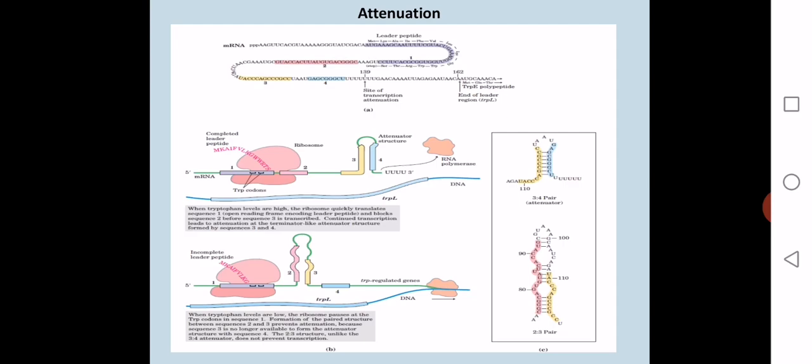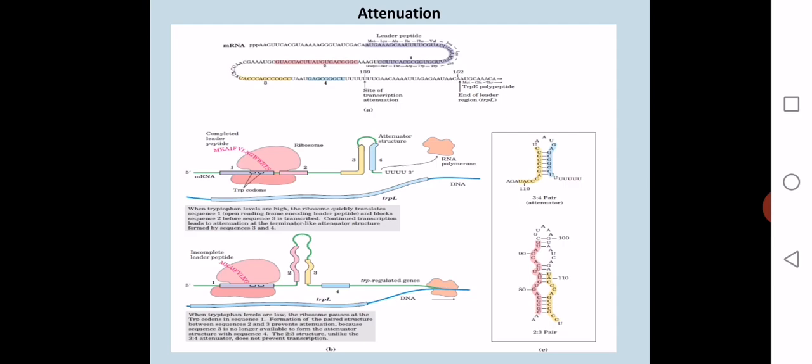Then the other situation is when tryptophan is absent, there is no tryptophan. What will happen? The ribosome will move through the sequence 1, and when it reaches the trp codon, that means when it reaches the UGG UGG codon, then what happens? The ribosome will wait for the tRNA, and the tRNA has to supply the tryptophan. But the tRNA cannot do that because there is no tryptophan available in the cytoplasm.